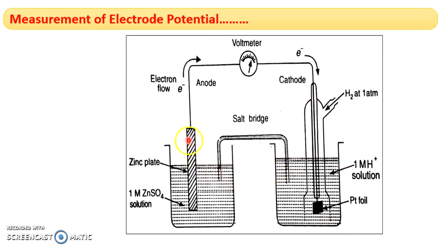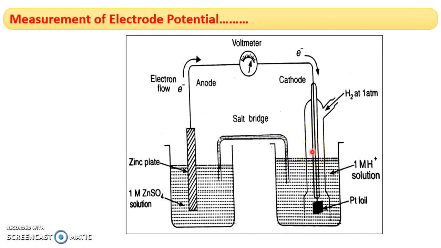Now the zinc electrode is connected to the standard hydrogen electrode, and we have a voltmeter here. This voltmeter gives us the potential difference between these two electrodes. And when we connect the zinc electrode with the standard hydrogen electrode, the zinc electrode acts as the anode, and the standard hydrogen electrode acts as the cathode.